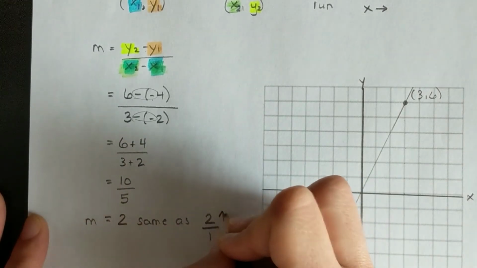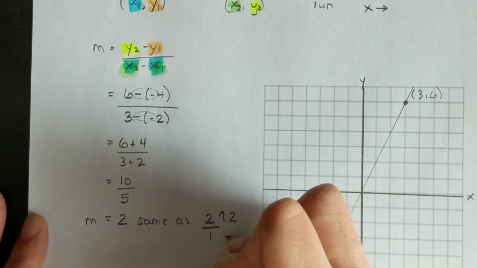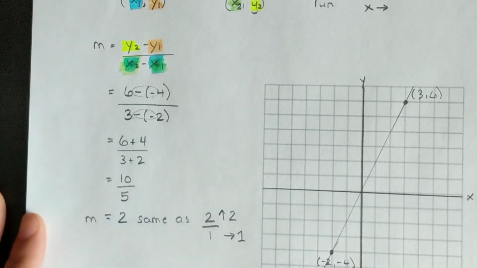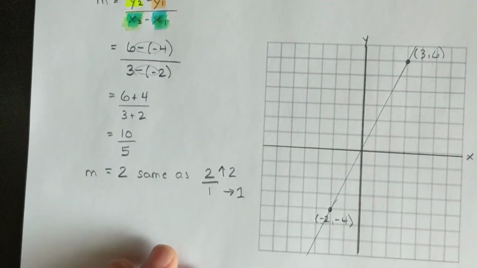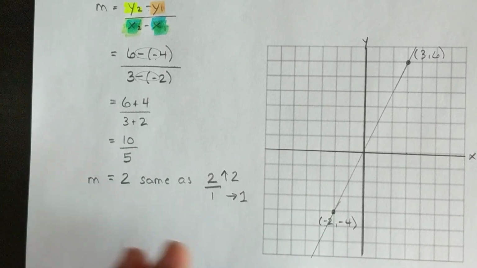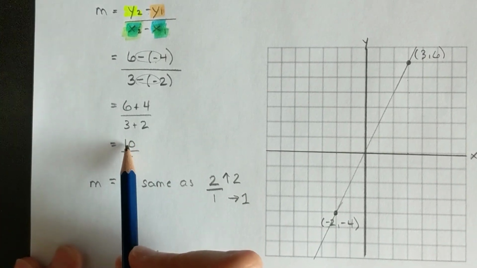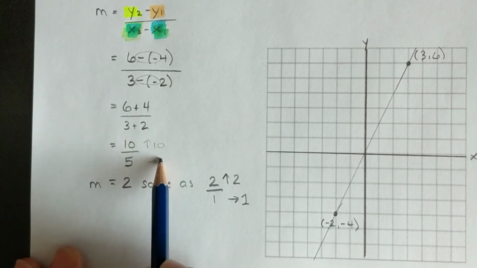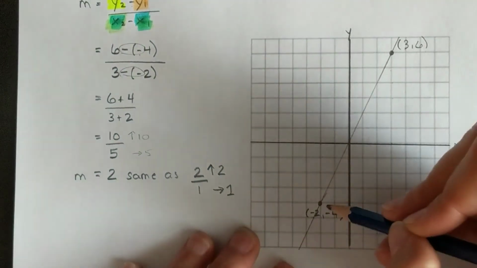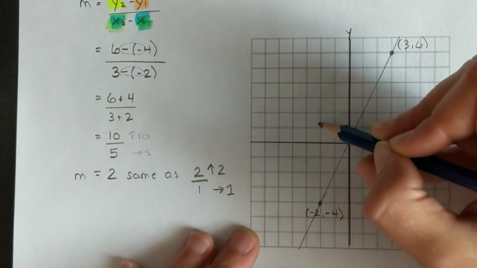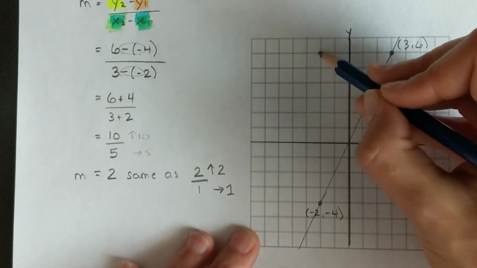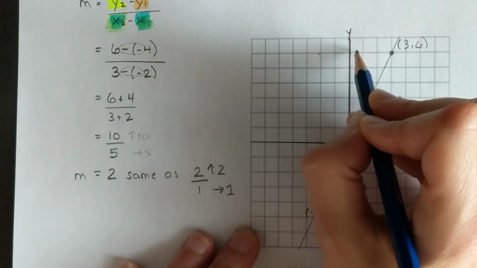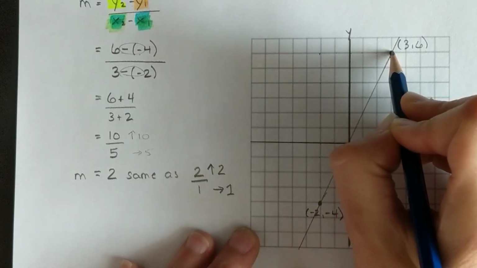This means that we go up 2 squares and over 1 unit. That's what's happening in this scenario. And you can double check this on your graph. To go from the first point to the second point, I've gone up 10 units and I've gone over 5. So let's try actually counting that. 1, 2, 3, 4, 5, 6, 7, 8, 9, up 10, and then 1, 2, 3, 4, over 5. I got to that second point. I know that answer is right.